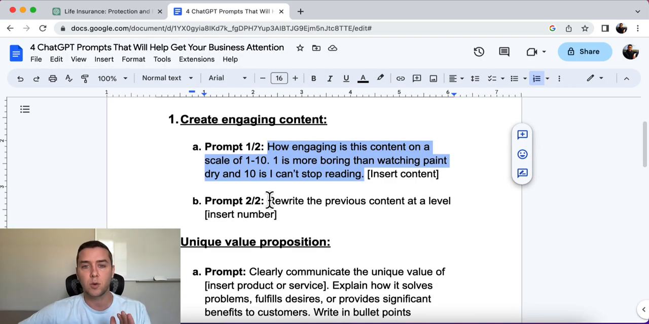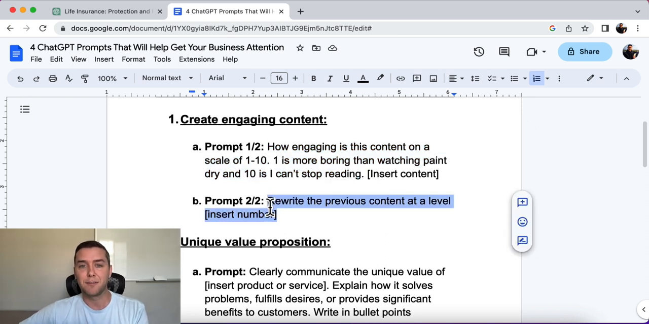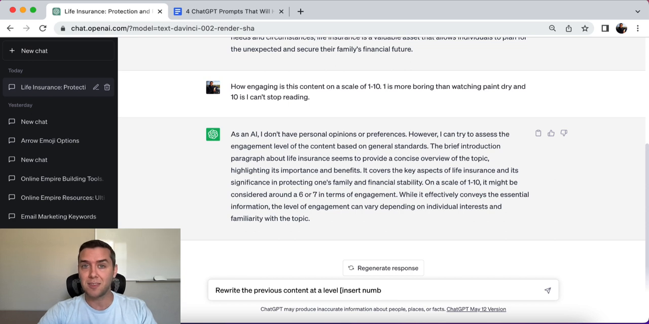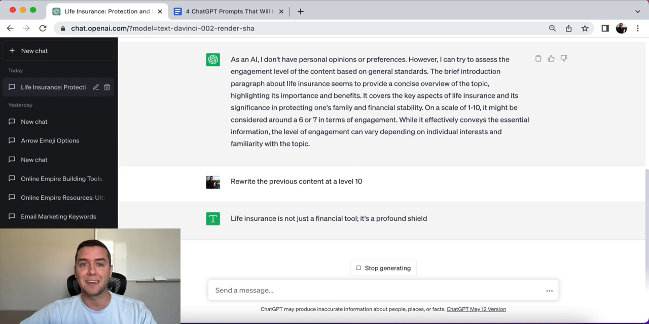All right, now what we're going to want to do is rewrite the previous content at whatever level you want to put it at. If you got a score of, let's say, a 2, which I hope not, you would want to put it much higher than that. So let's see what it sounds like at a level 10.